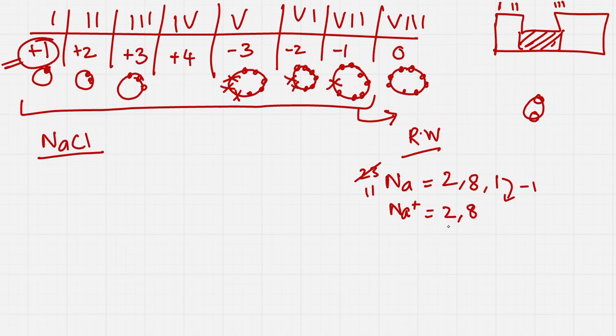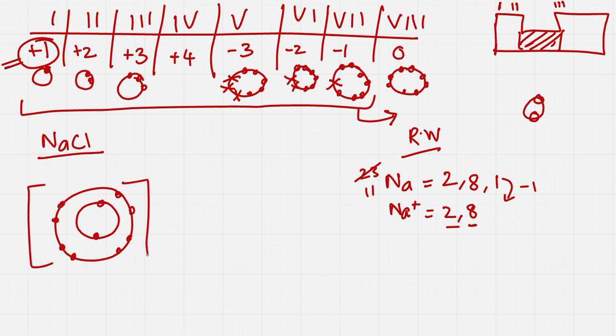Now from here you see how many shells it has. It has, let's say, 2 shells, where the first shell has 2 electrons and the next shell has 8 electrons. Let's say we do it like that, then we make the square bracket and we write the charge over here. Then we do chlorine. Chlorine is 17 and 35 over here. Again, we'll ignore the bigger number, we'll consider the smaller number.